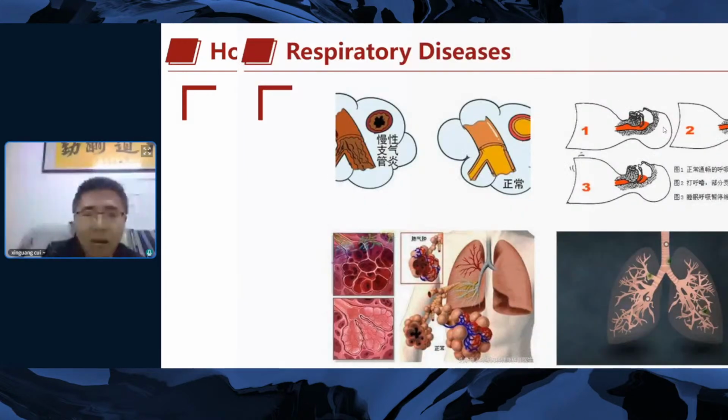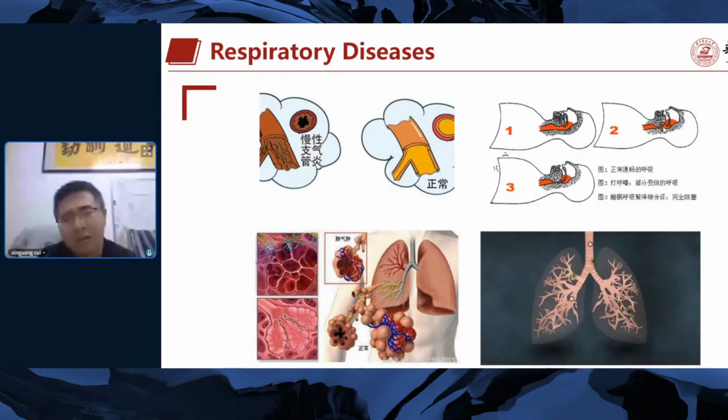And then there are also other motivations. For example, there are different kinds of disease, for example, COPD and asthma, and we don't know the reasons. If we know how the air flows inside the respiratory tract, then we may know the reasons, and then we can know how to treat this kind of disease.